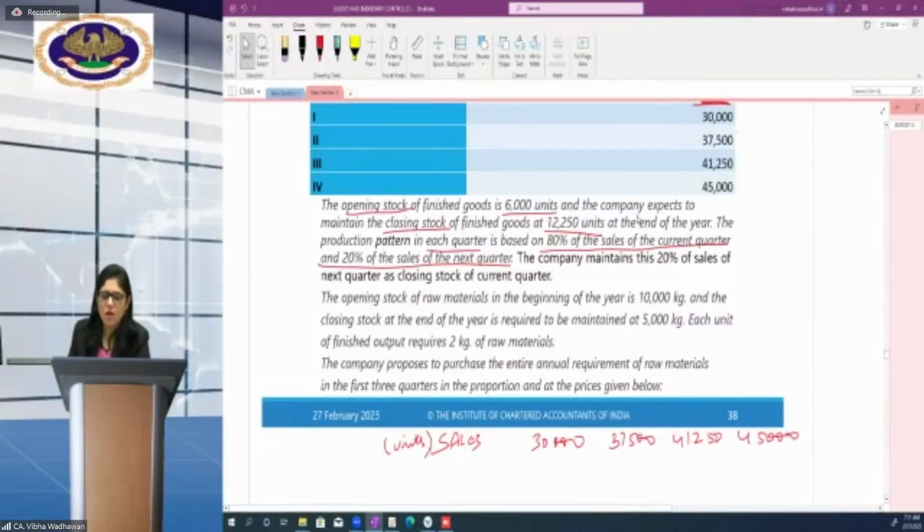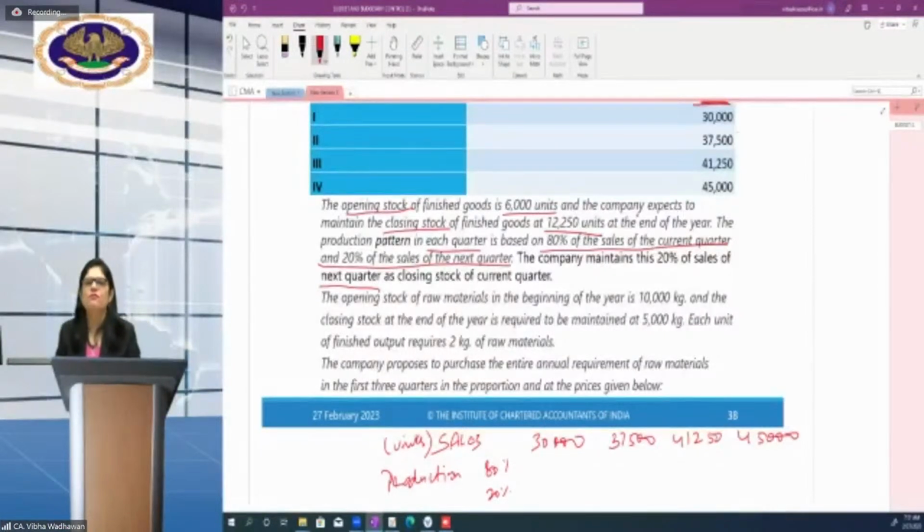Production pattern. Now, how much is the production? They are directly giving us the production pattern, based on 80% of the sales of the current quarter, so current quarter sales 80% and next quarter 20%. So 20% of the next quarter and 80% of the current quarter. Clear? So just calculate the production for all the 4 quarters, quarter 1, 2, 3, and 4. So these are the quarters given.